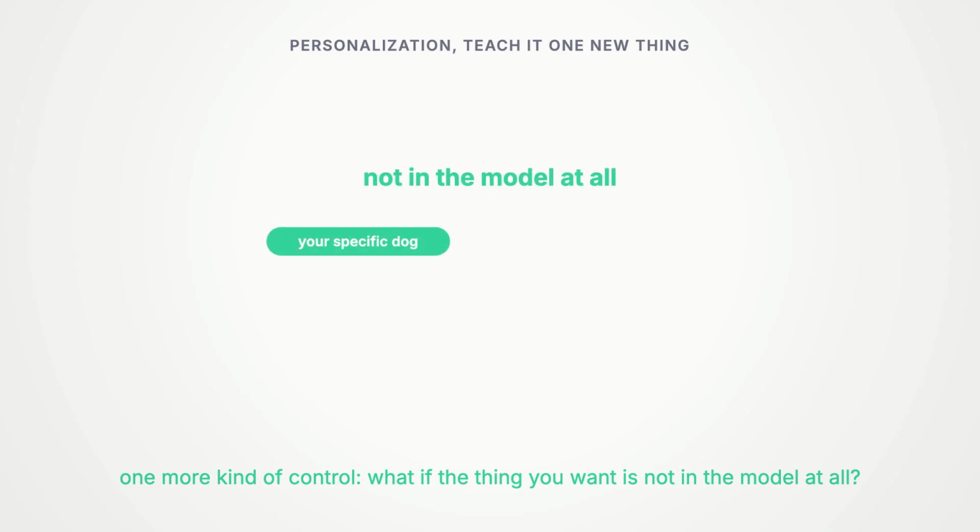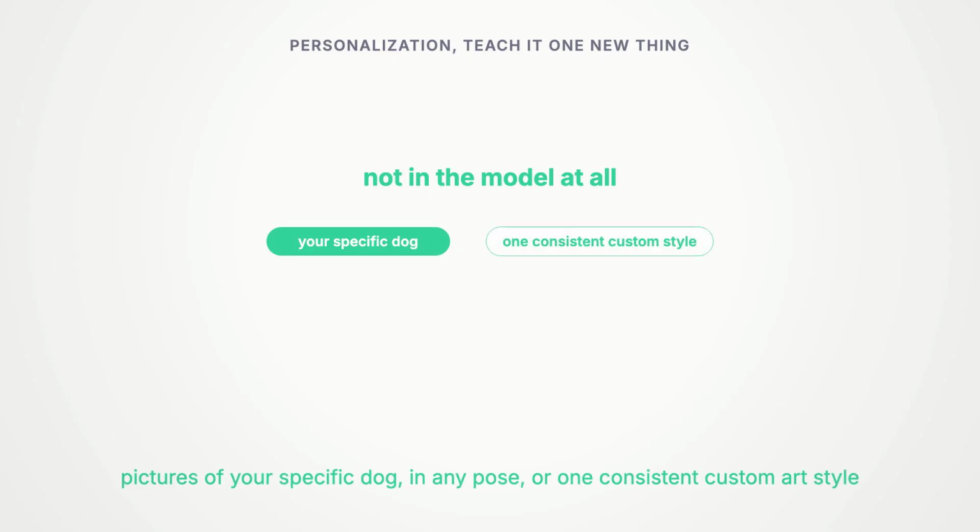There is one more kind of control, and it answers a question the others cannot. What if the thing you want is not in the model at all? You want pictures of your specific dog in any pose, any scene. Or everything you generate to come out in one consistent, custom art style that no prompt word can name. The model has never seen your dog, so you teach it.